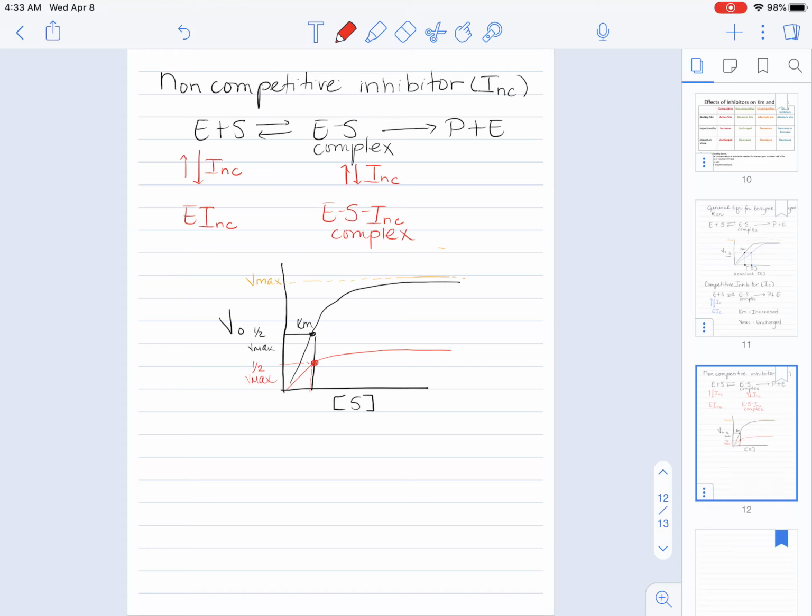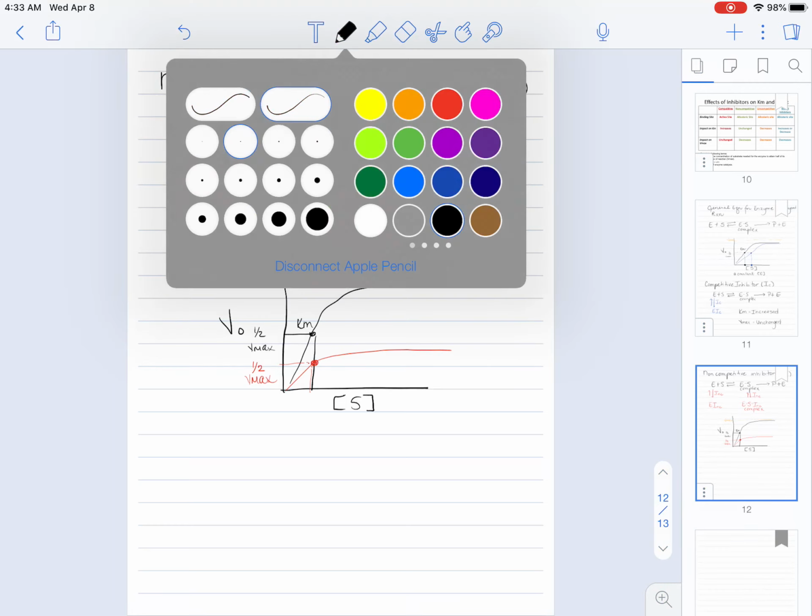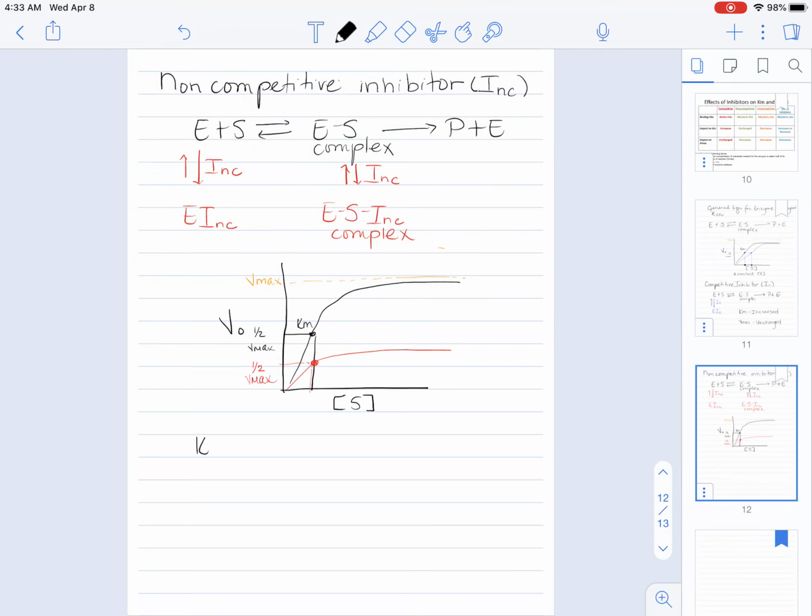So I'm going to be writing the trends. So Km in this system is going to be unchanged, while the Vmax is going to be decreased.